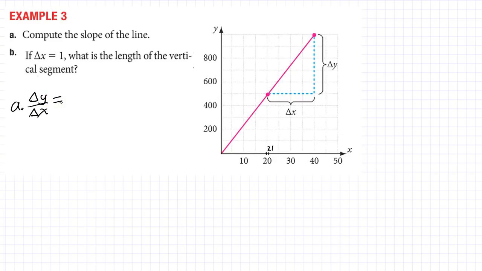So the delta x is going to be the horizontal change from here to here. So that's going to be in the denominator there, 40 minus 20 gives you that distance between there, which comes out to be 20.